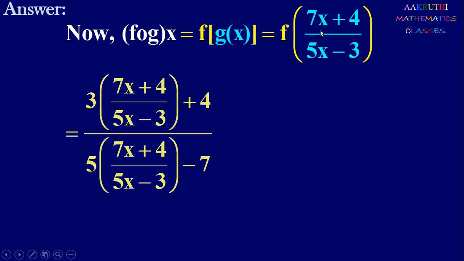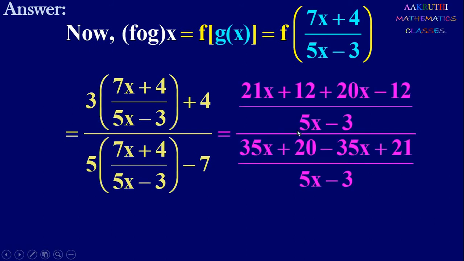So therefore f of 7x plus 4 divided by 5x minus 3 is 3 into 7x plus 4 divided by 5x minus 3 plus 4, divided by 5 into 7x plus 4 divided by 5x minus 3 minus 7. Here we take LCM, we multiply and simplify. We get 5x minus 3 LCM, and here we get 21x plus 12, and here we have to multiply these two, it is 20x minus 12, divided by, here also 5x minus 3 is LCM, and here we have to multiply this, 35x plus 20, and here we have to multiply this, 7 5s are 35x, minus into minus is plus, 7 3s are 21.